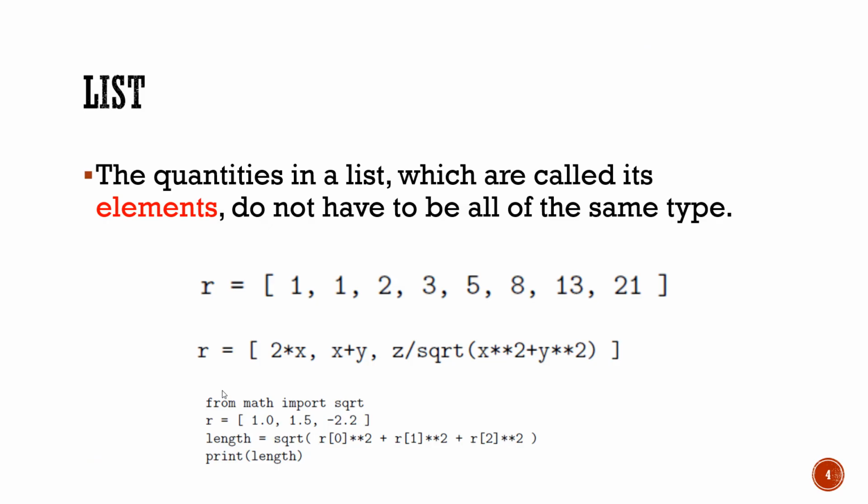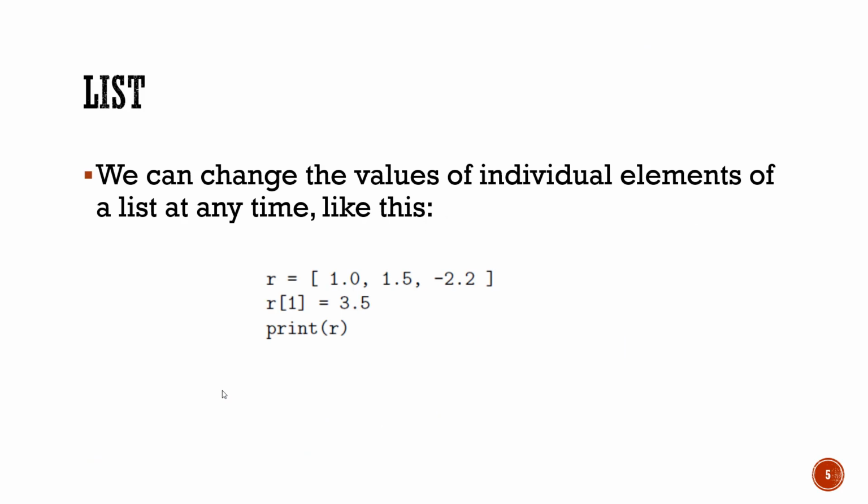One nice thing about a list is you can change the value of its individual elements. Say for example, you have a position vector, R, 1.0, 1.5, and 2 minus 2.2. If you want to change 1.5 to 3.5, take note that R bracket 1 is your second element. This is your R1, this is your R0, and this is your R2.